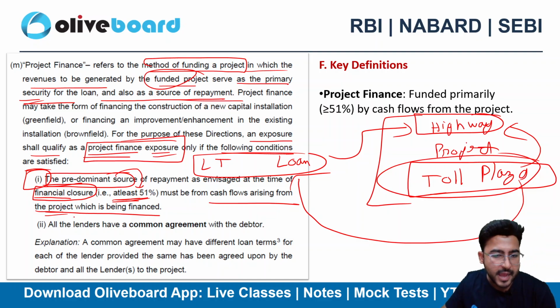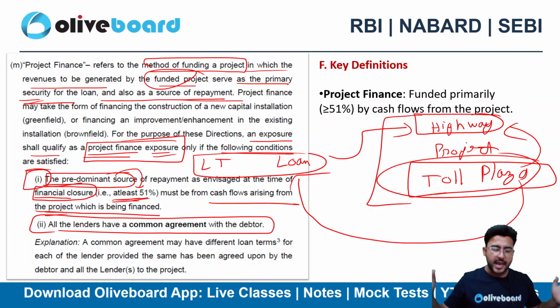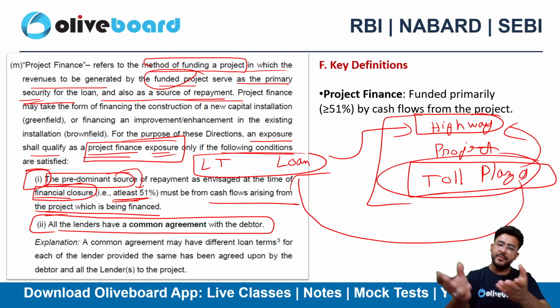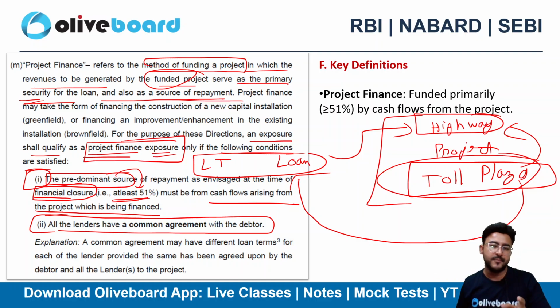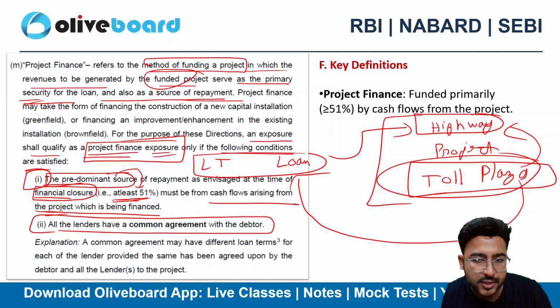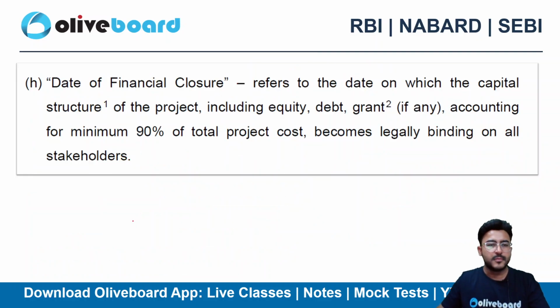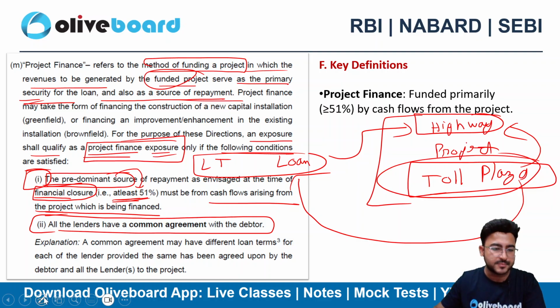All the lenders have a common agreement with the debtor. So all the lenders who are giving me the money, because it's a highway project, it's a huge project, there can be multiple lenders as well, right? They need to have a common agreement with the debtor. Why? Because the security, or I can say the project, is one only, right? So multiple lenders will be using that particular highway project as my security. So in that case, all the lenders need to have a common agreement with the debtor, right? So that's the definition of project finance as per this direction.